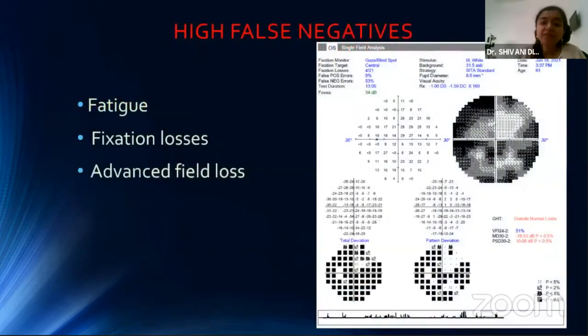High false negatives can also occur due to fatigue of the patient, fixation losses, and in advanced visual field loss cases. So we can see that the false negative errors are mentioned in the reliability indices. And also the test duration gives us a hint regarding the patient's fatigue, or that the patient was finding it difficult to spot the stimuli because he had an advanced visual field defect.